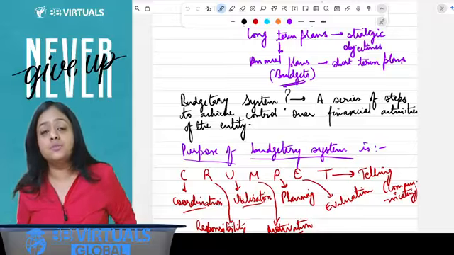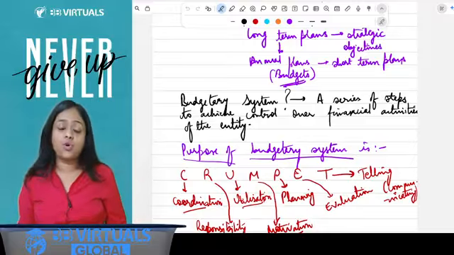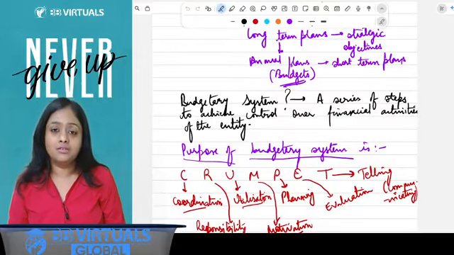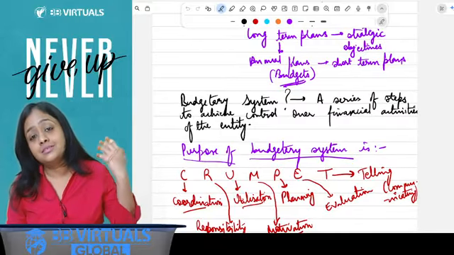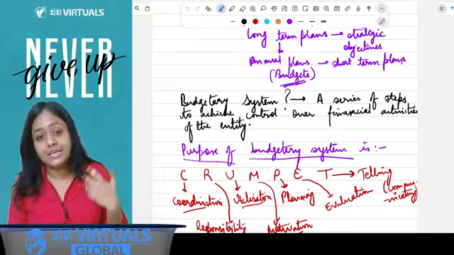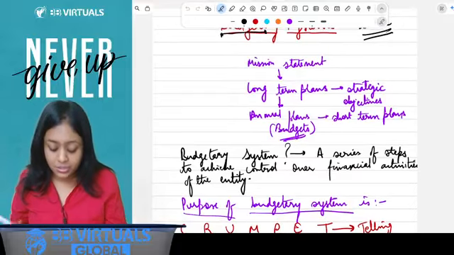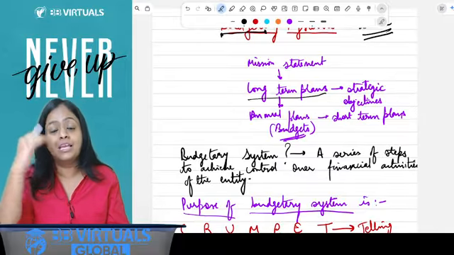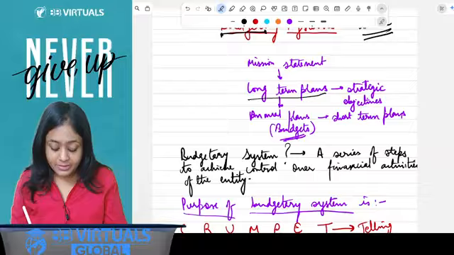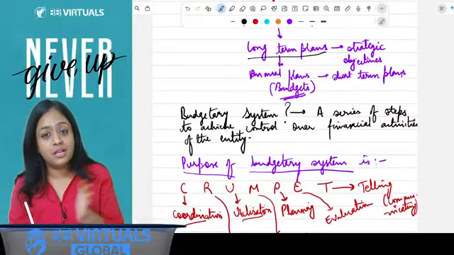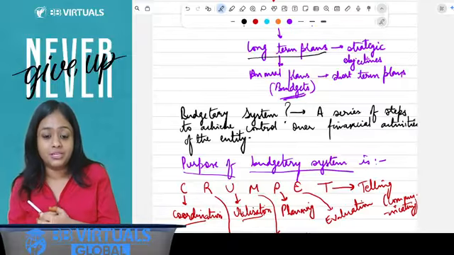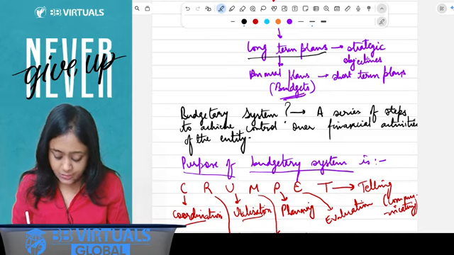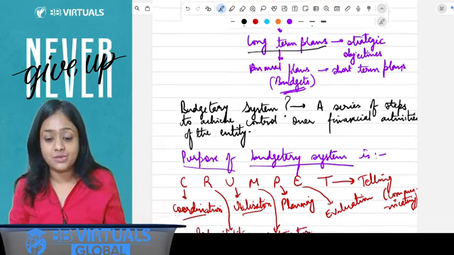Budgetary systems are a task of the middle level of the management, the tactical level, and the preparation of these objectives. Long-term plans are the objective of the strategic level, that is, the top level of the management. And the middle level focuses on preparing these budgets and we ensure that these are implemented by the operational team. Budgetary system is a series of steps to achieve control over the financial activities of the entity.